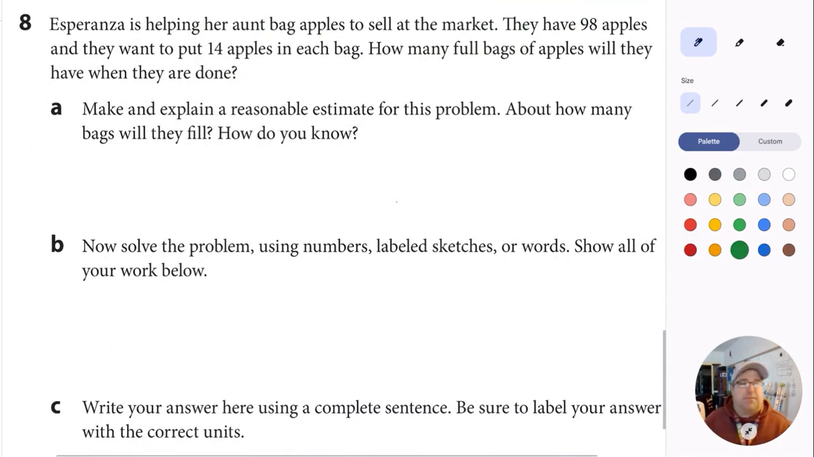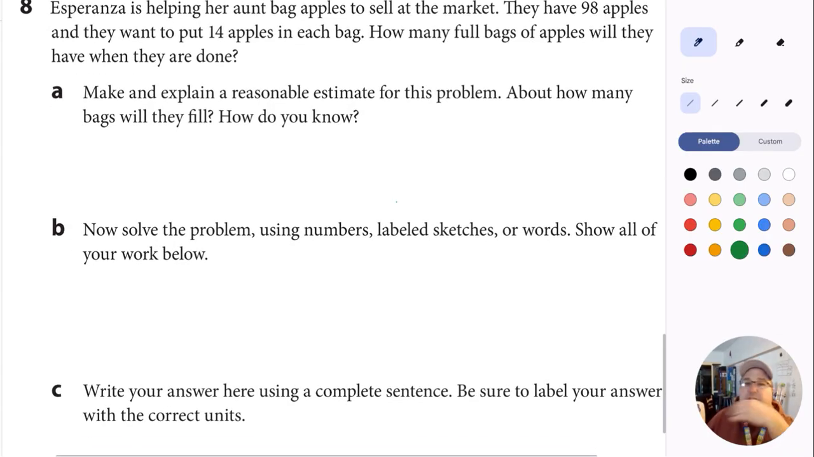Last question's got 3 parts. Esperanza is helping her aunt bag some apples to sell to the market. They've got 98 apples, and they want to put 14 apples in each bag. How many full bags of apples will they have when they're done? Now, we talked in class, it says full bags, so there might be some extra apples left over. I don't know. If there are, we're only concerned about how many full bags. Okay, so first let's talk about how could we estimate with this.